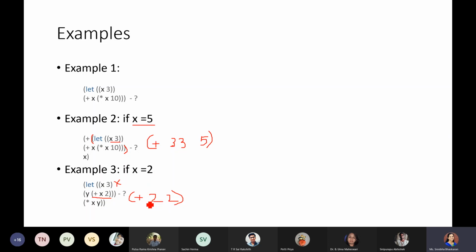So 2 plus 2 will return 4. So y, which is a local variable, will be assigned the value 4. Now it will execute the body of the let. So it will be x, which is 3.